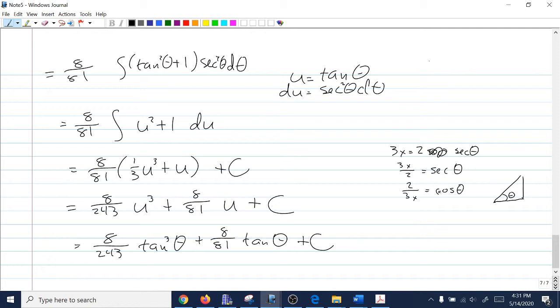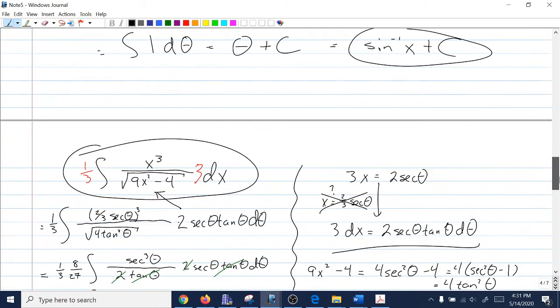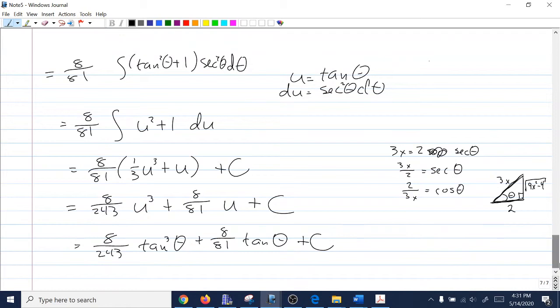So, cosine is adjacent over hypotenuse, which is 2 over 3x. If this is 2 and this is 3x and it's a right triangle, so this squared plus this squared equals this squared, then this side is going to be the square root of that squared minus that squared. It's going to be the square root of 9x squared minus 4. If I'm doing it right, probably the original problem had a root 9x squared minus 4 in it. Did it? It did. That's a good sign. So, yeah, there's my theta.